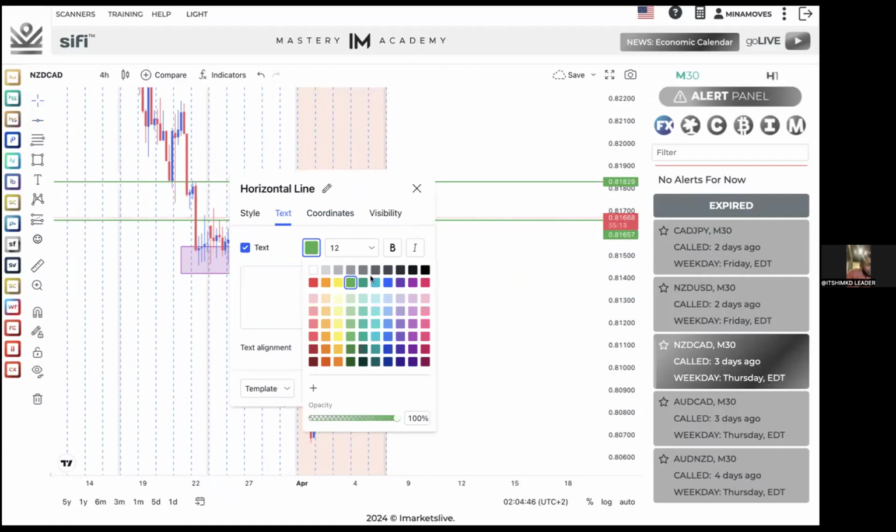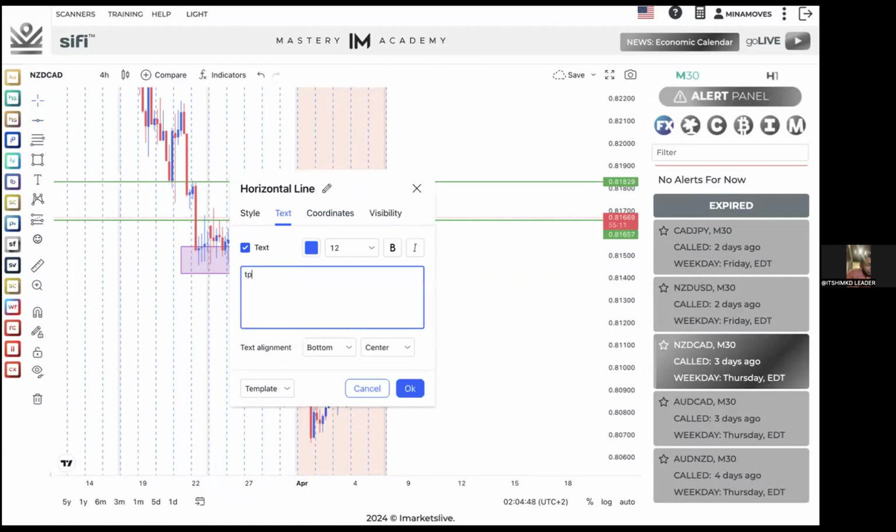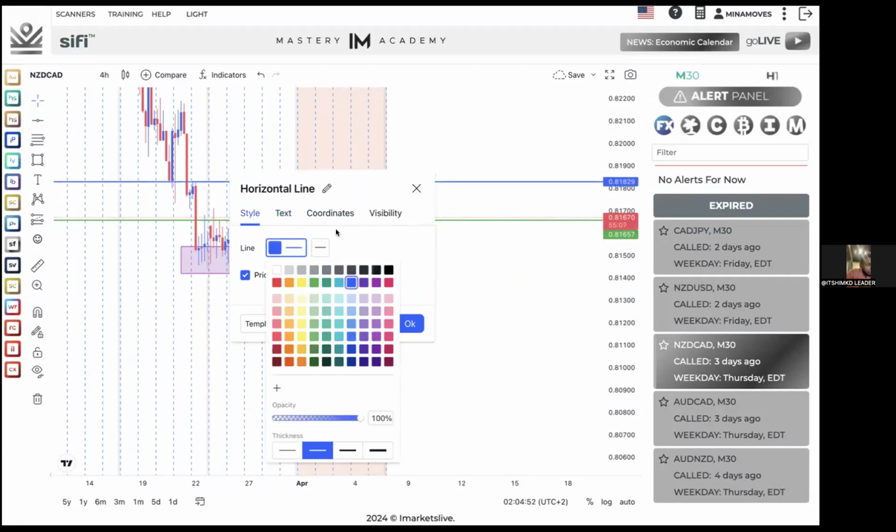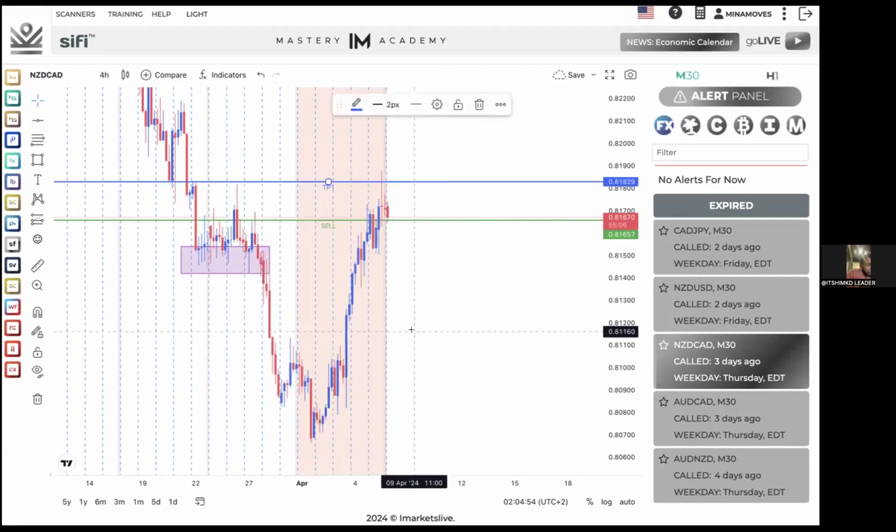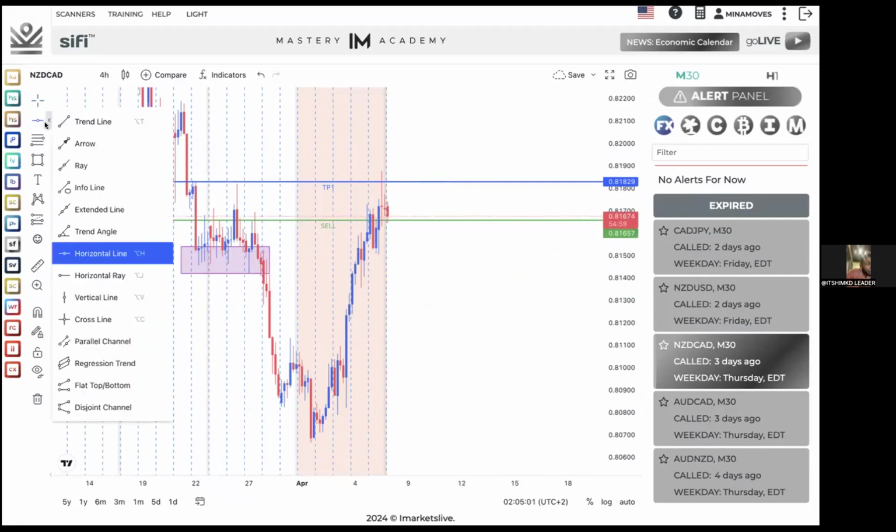We're going to name this one our TP. Perfect. There we go. Boom. Love it. And now where we're going to put our stop loss, Mina? 20 pips. 20 pips. Let's go. And how do we measure our 20 pips?